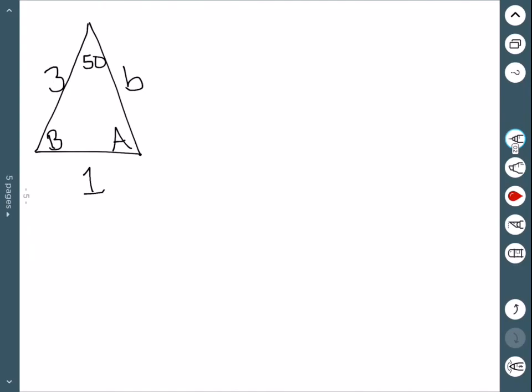Let's consider this triangle here. We can't necessarily find one of the angles easily, but we can start. Well, we will actually have to start with one of the angles. So we know that sine of 50 over 1 has to be equal to sine of A over 3. So now we just have to work this out.